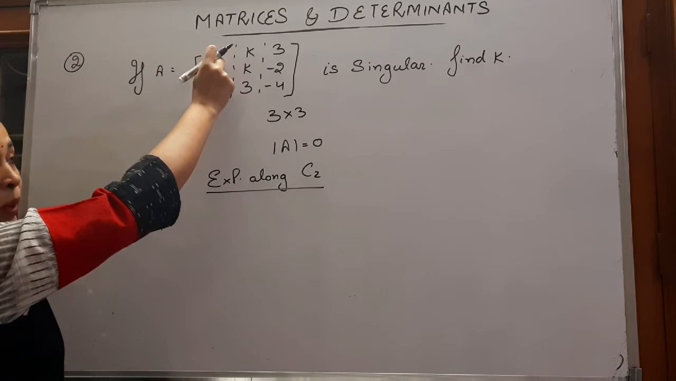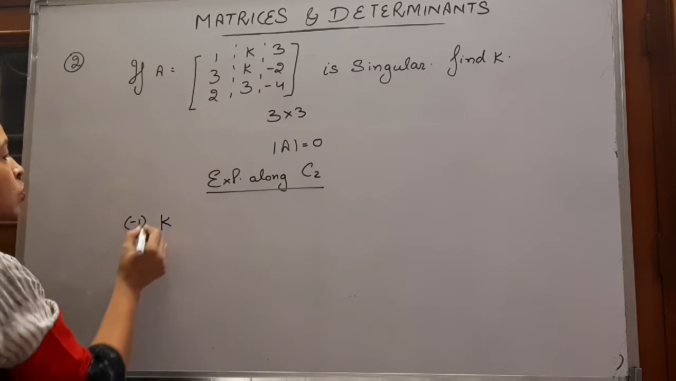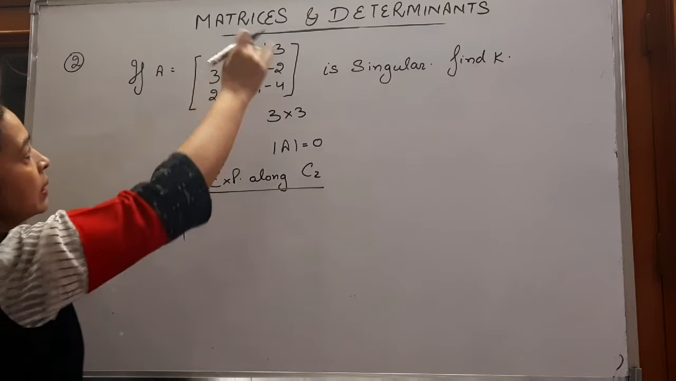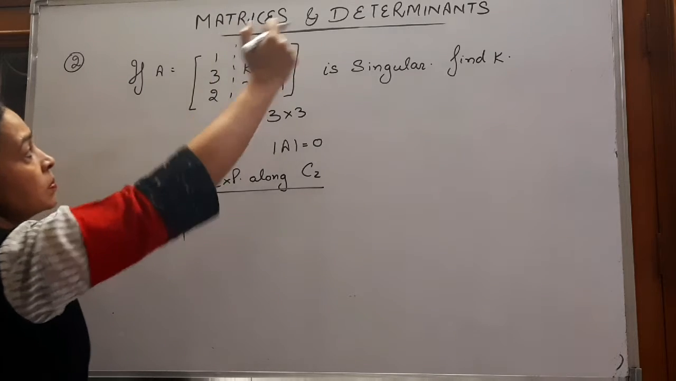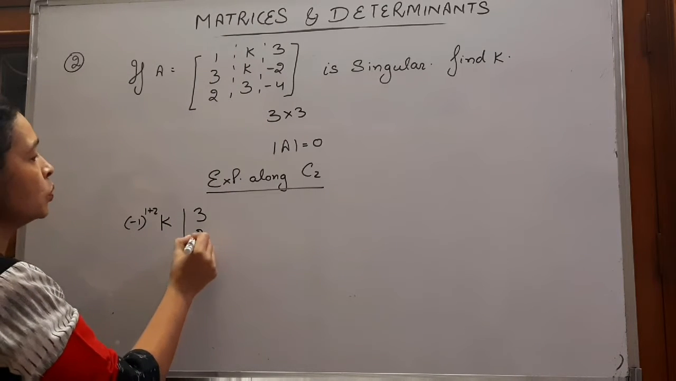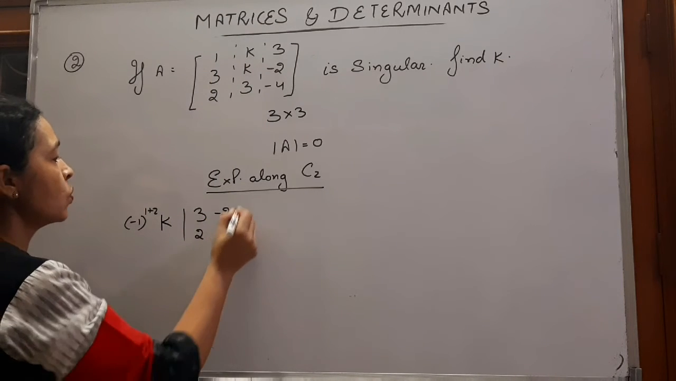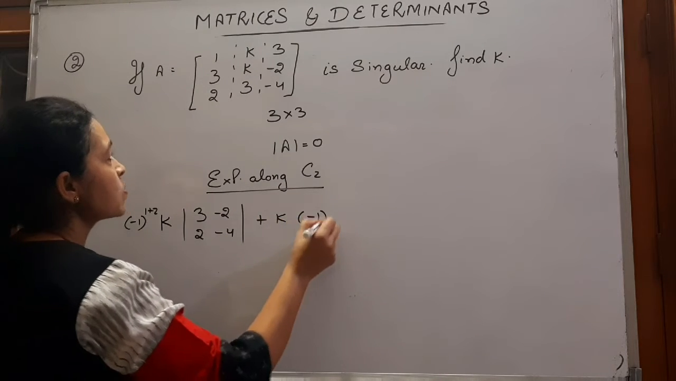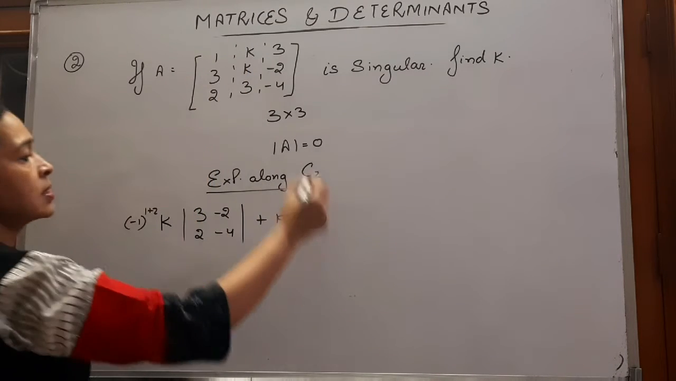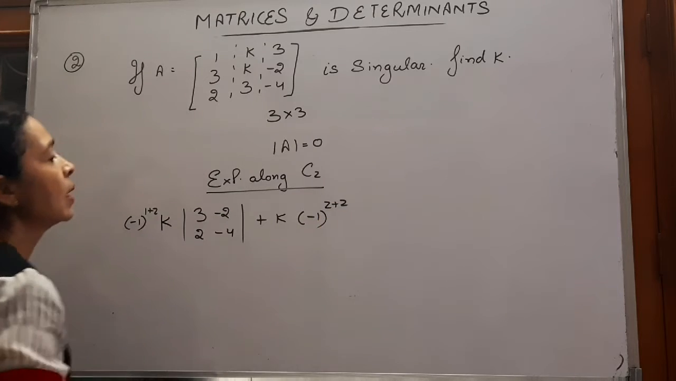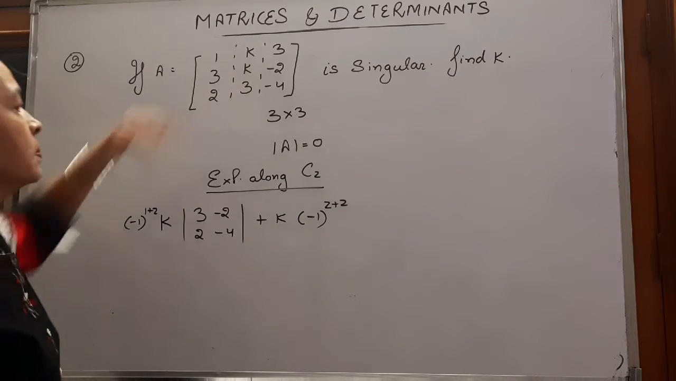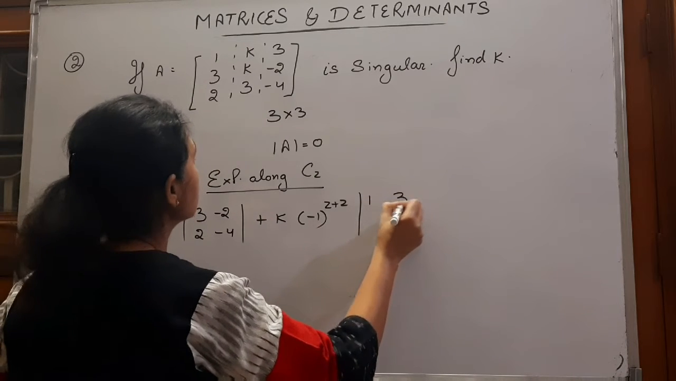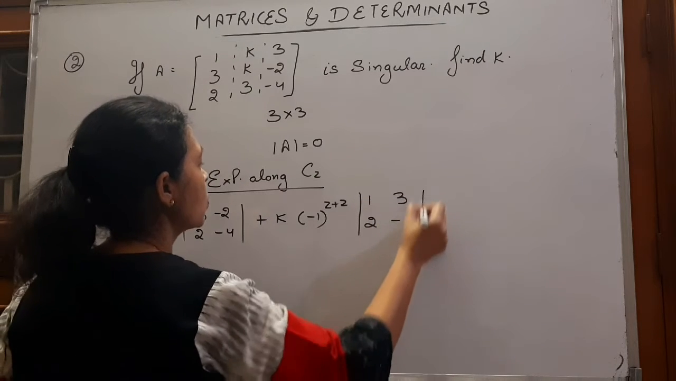First, minus 1 to the power of this element's position. This is 1, 1, first row, first column. This is 1, 2, so 1 plus 2. Here we have, leaving the second column and first row, 3, 2, minus 2, minus 4. Plus k into minus 1 to the power of 2 plus 2. This is 2, 1. This is 2, 2. Leave second column and second row: 1, 3, 2, minus 4.